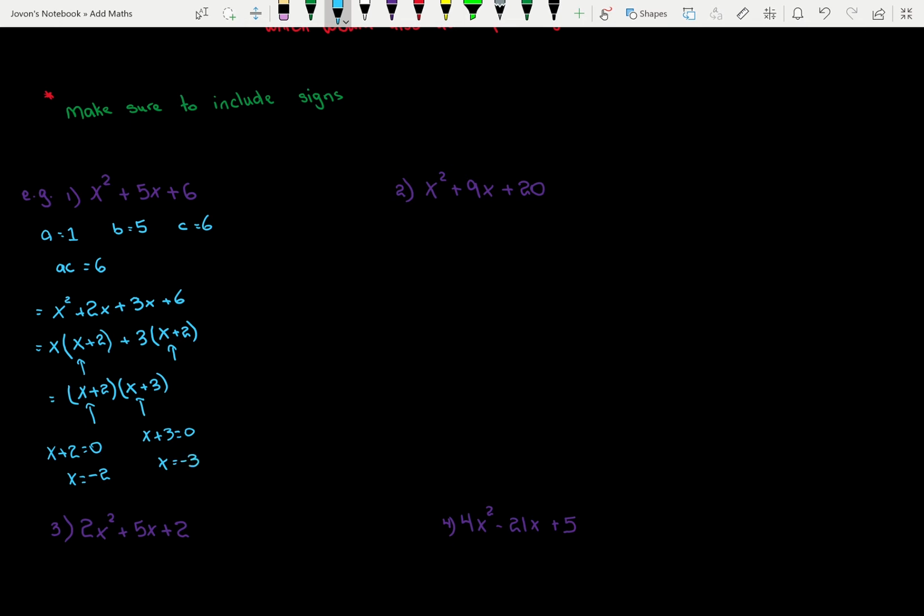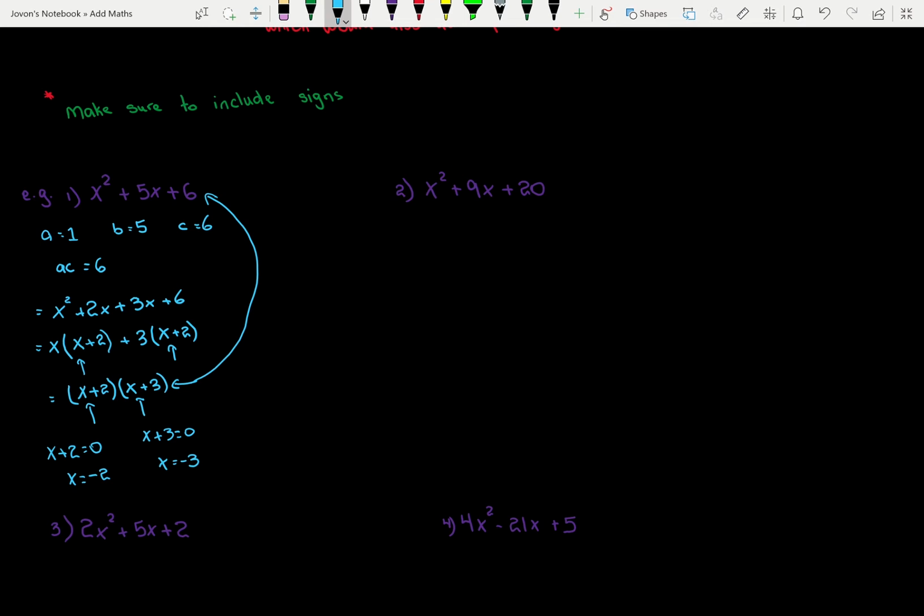Okay? And notice if you were to expand this out, you would get back this, okay? And therefore, when that quadratic is equal to 0, we have x is equal to minus 2 and x is equal to minus 3. What that means is, if we substitute x is equal to minus 2 into this equation, we will get 0. And if we substitute x is equal to minus 3 into the equation, you will also get 0. Okay? So let's do the next one.